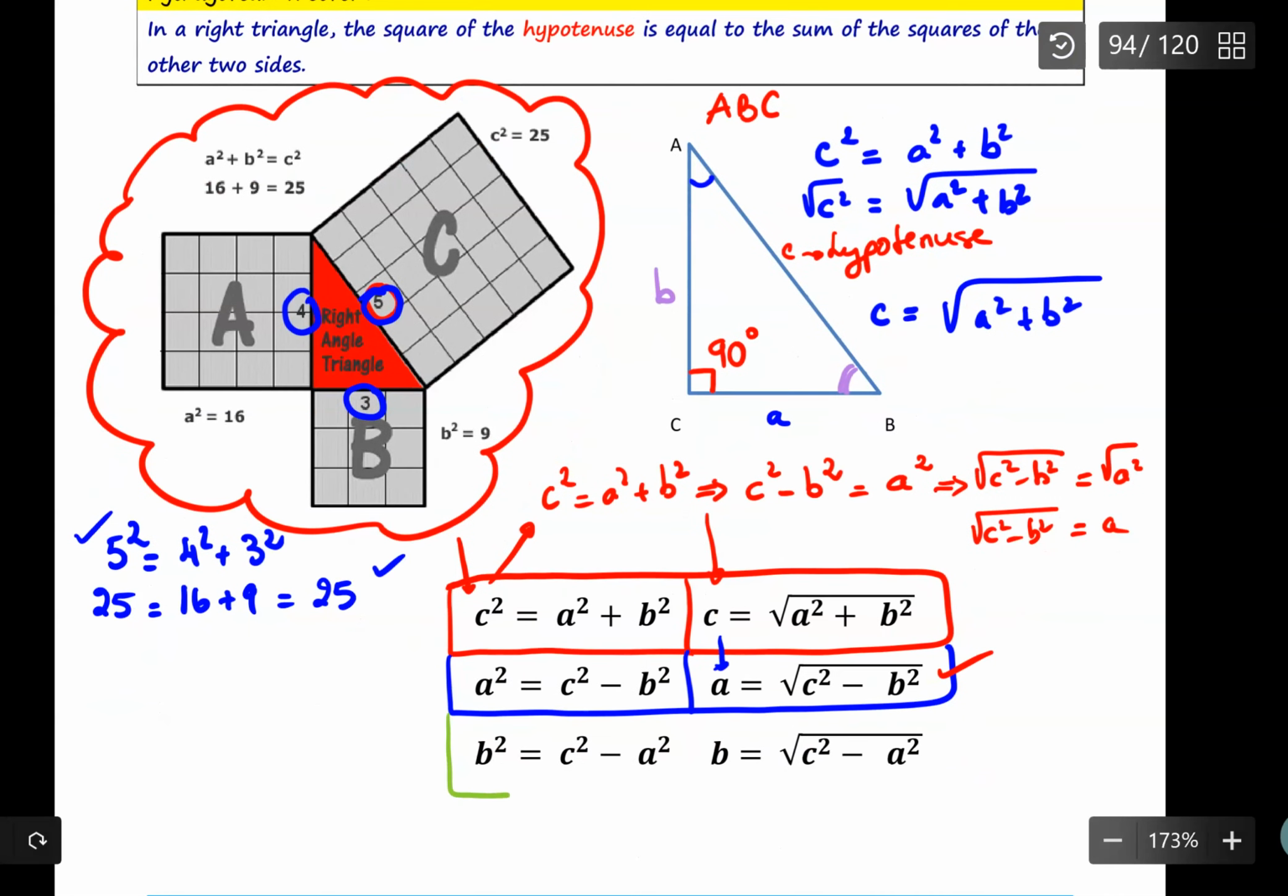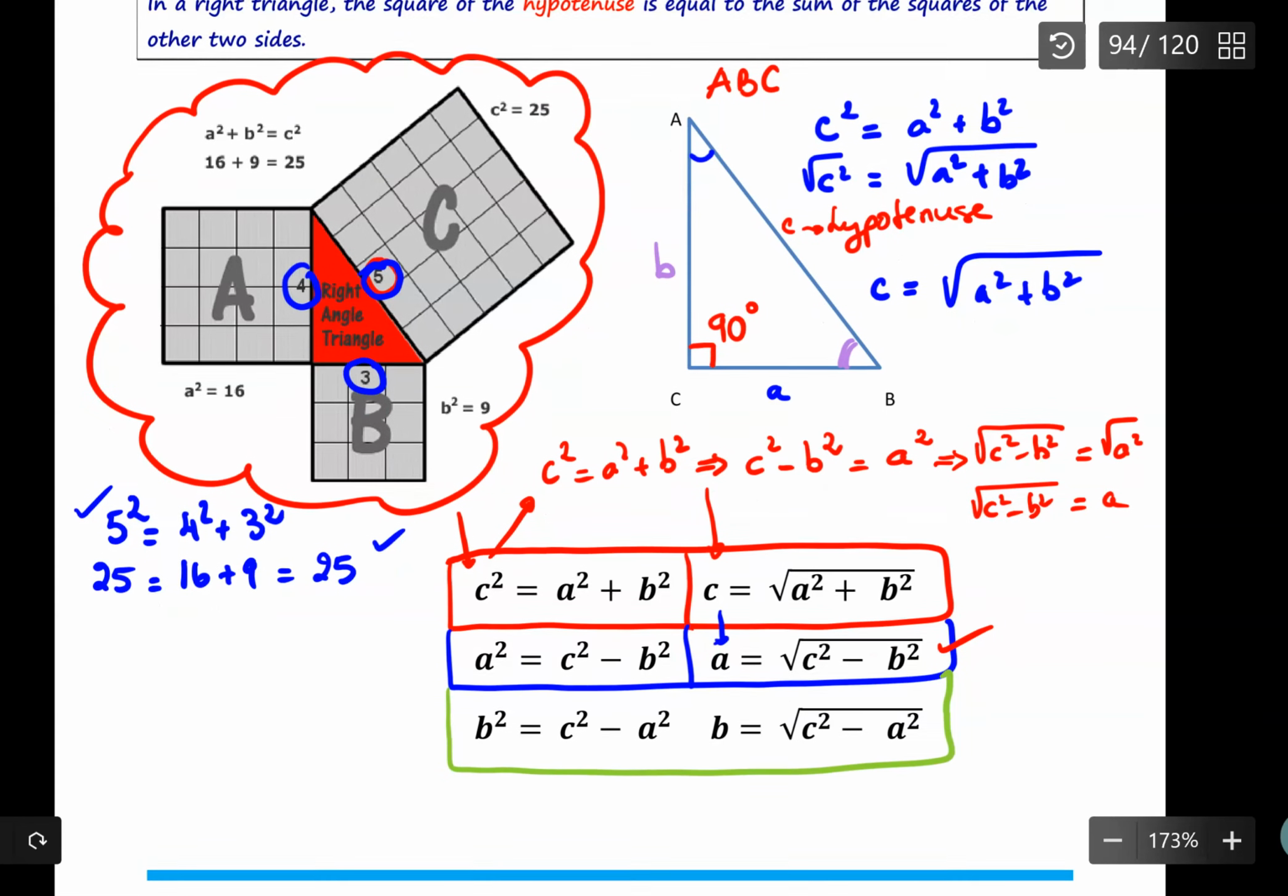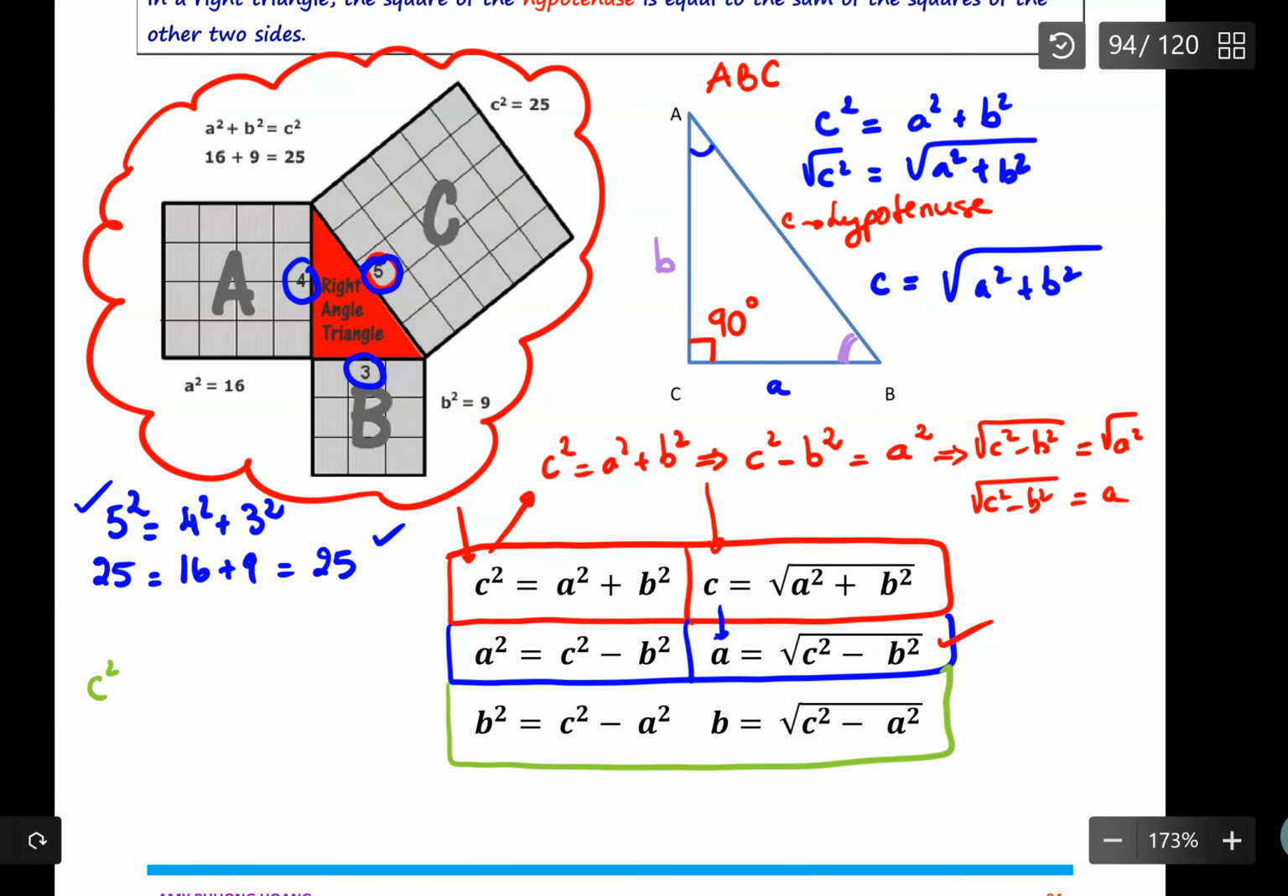Similarly, if I have to solve for b, again I have c squared equal to a squared plus b squared. To solve for b, I move a squared over to the other side of the equation, and I subtract a squared. So I have b squared left on this side. I take the square root of both sides. The square root of b squared is equal to b. Therefore, b is equal to the square root of c squared minus a squared, which we have in this case.